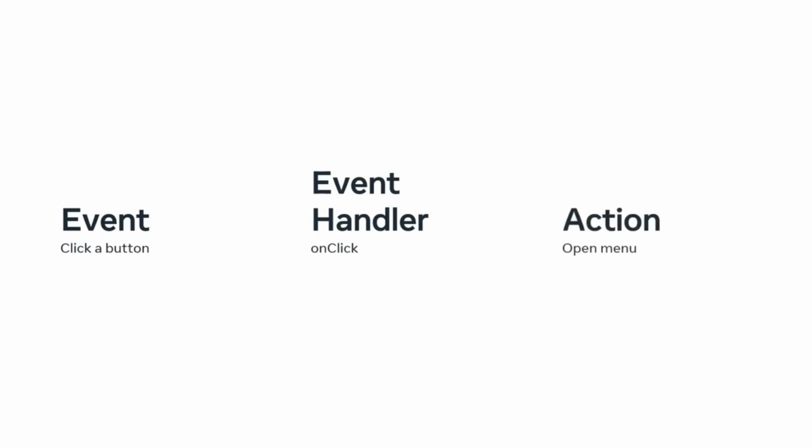Every time you click or tap a button, scroll down a page, or cancel a boring notification, you're producing events in the browser. And as you learned earlier, in order for these events to have any effect, you need to use event handlers that will then execute an action. For example, suppose you use a button to open a menu. Clicking the button is the event, the event handler is onClick, and the action that follows the event is opening the menu.